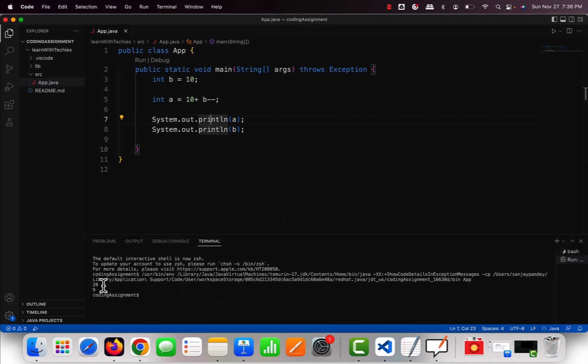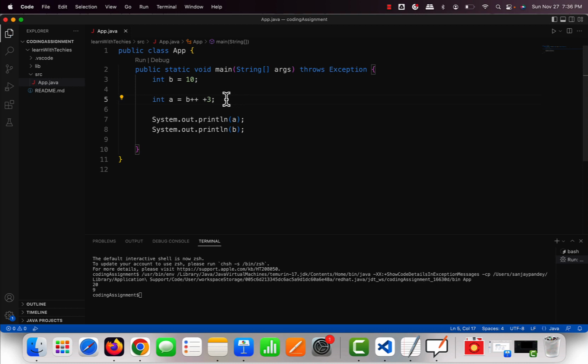So if you see, a value is 20, that is 10 plus 10, and b value is changed to 9. So this is how the postfix operator works. In the same way, let's try something else. If I change it to b plus plus plus 3, and let's try to run it. You can pause the video and think about what the result will be.